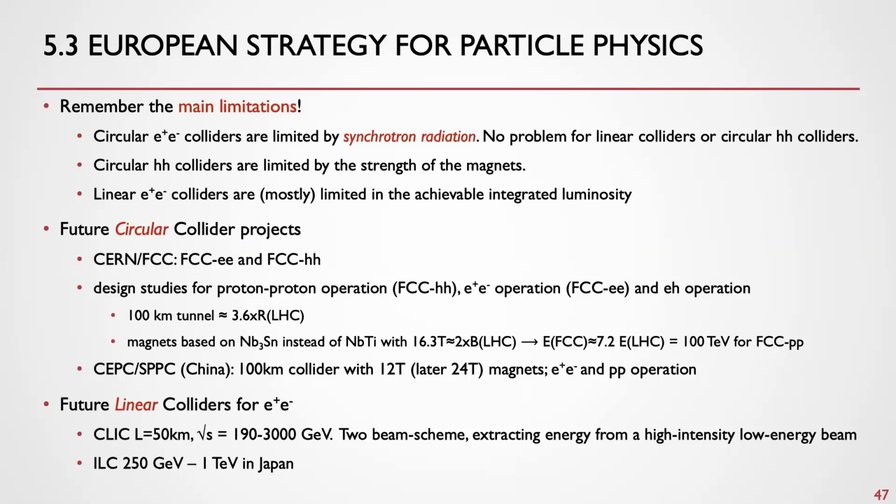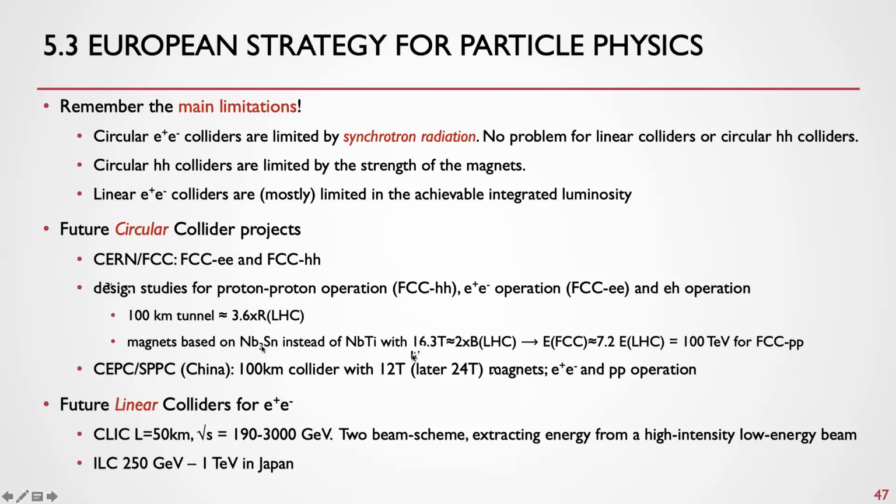Concretely, what are the future circular collider projects on the table? You might have heard of these in the news or in the CERN Courier or in other particle physics outlets. One is the FCC, the Future Circular Collider, which will be hosted at CERN. It has a diameter of 100 kilometers, and we assume that we can build magnets with up to 16 Tesla.